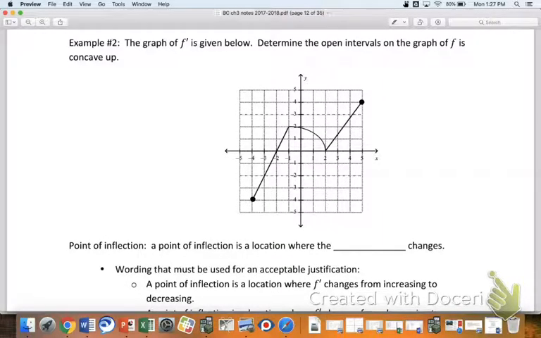Determine the open intervals on the graph of f is concave up. What in the world? It's like I edited this and didn't really fix it. So I will work on that while you guys work on this question. Ready, go. There we go, that's better. Determine the open intervals where the graph of f is concave up.